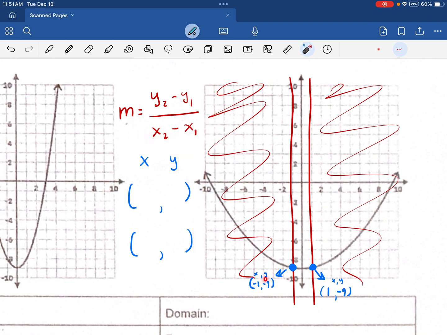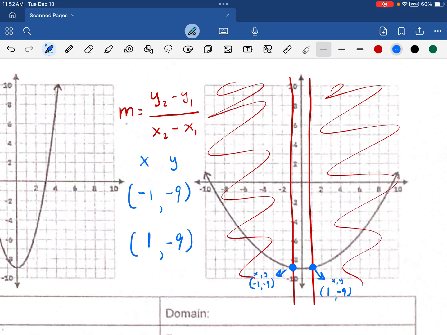So I'm just going to fill in the values. I'm taking this guy, putting it in right there, and I'm taking this guy and putting them all in right there. Alrighty, so for my first coordinate point here, I had -1, comma, -9. So I'm going to write -1, comma, -9. For my second coordinate point, I'm putting it in right there. In that coordinate point, it looks like I had 1, comma, -9. So I'm going to put in 1, comma, -9.